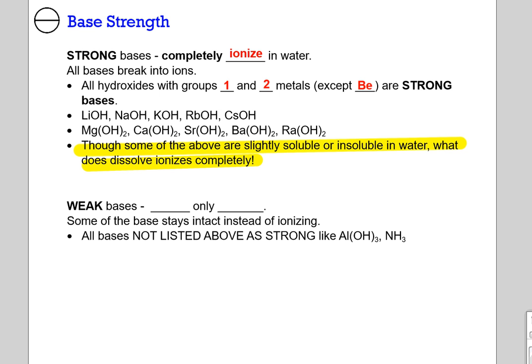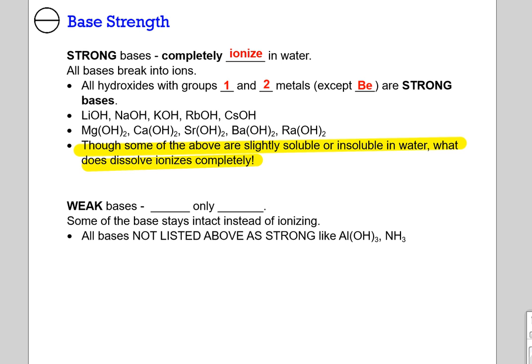Though some of the above, if you look at your solubility tables on your resource cards we use during tests, are going to be insoluble or slightly soluble in water, when you do put a compound of that type in water, whatever little bit of it dissolves will ionize, and for that reason we consider it a strong base still, even though it doesn't dissolve well. What you will not have is an intact chemical formula in water. It will all ionize what does dissolve.